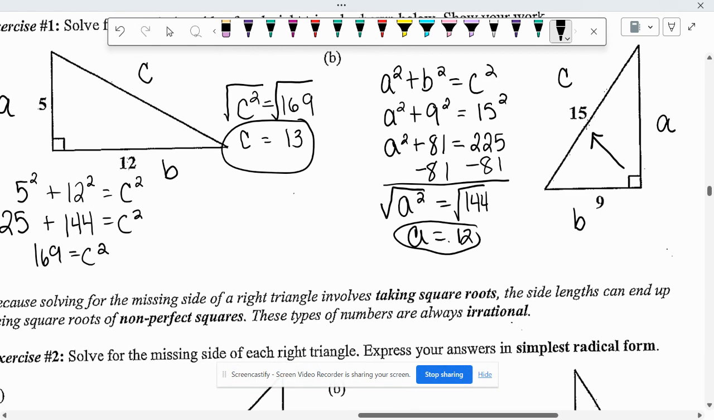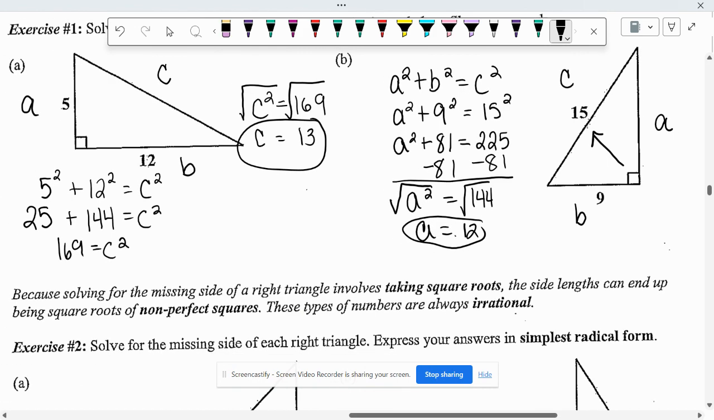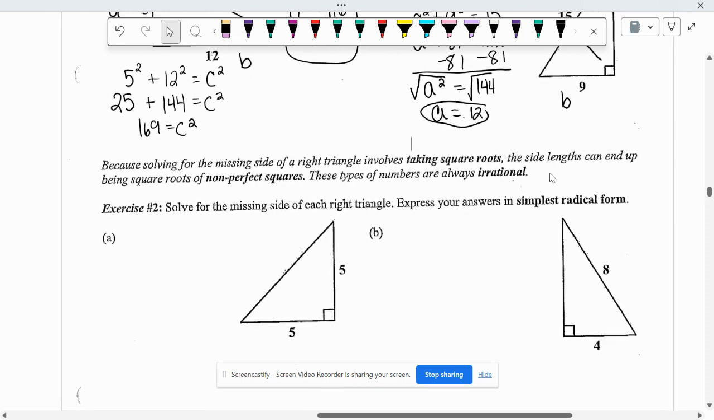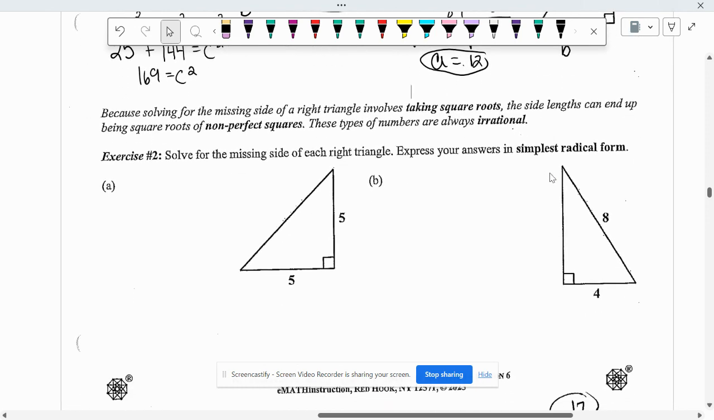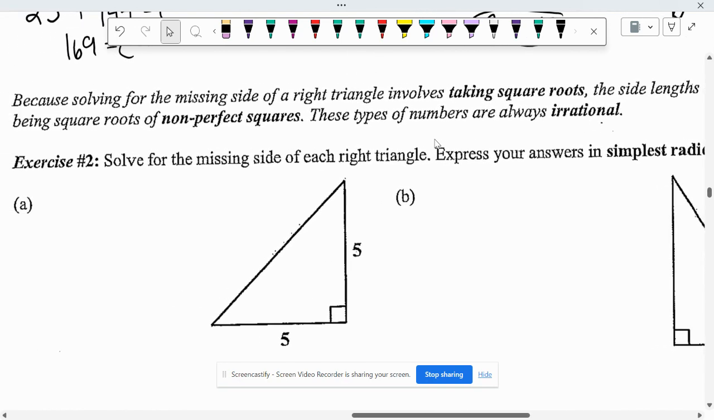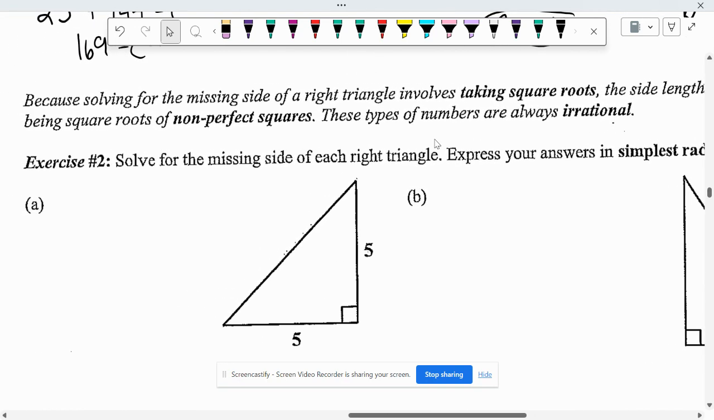We kind of did it in the other problem too. We did do it in the other problem. All right. Because solving the missing side of a right triangle involves taking square roots, it's not always going to end up that you have a perfect square. So when you take the square root of a number that is not a perfect square, you're going to get an irrational number.